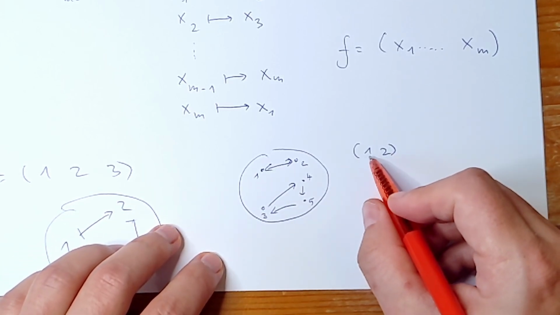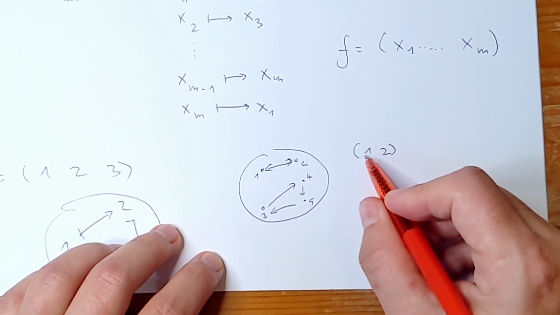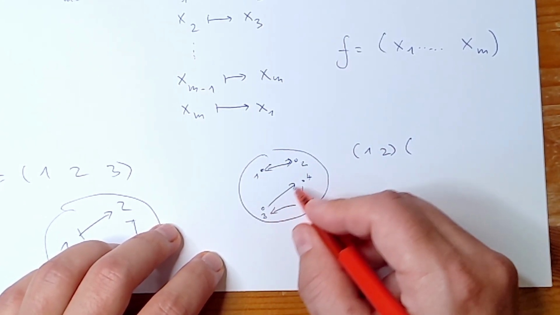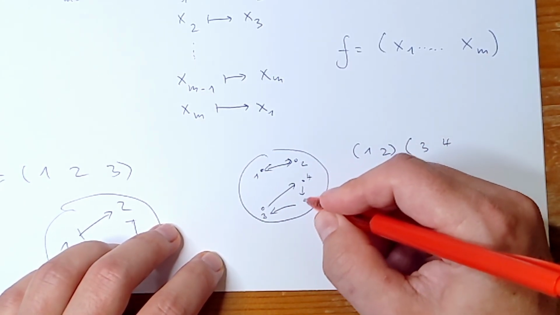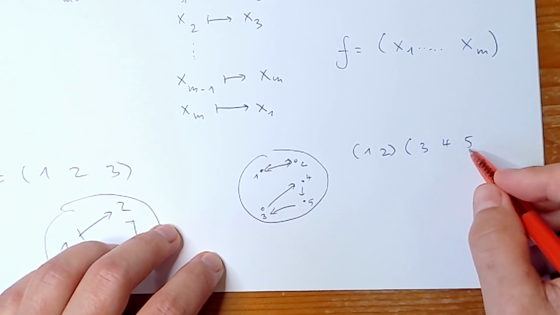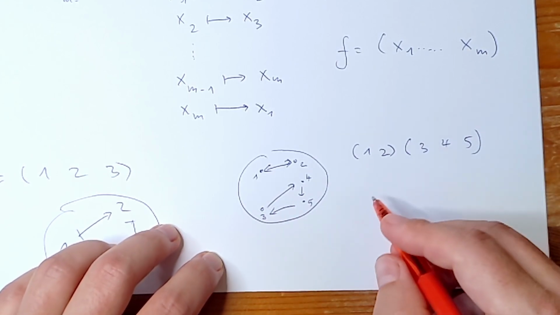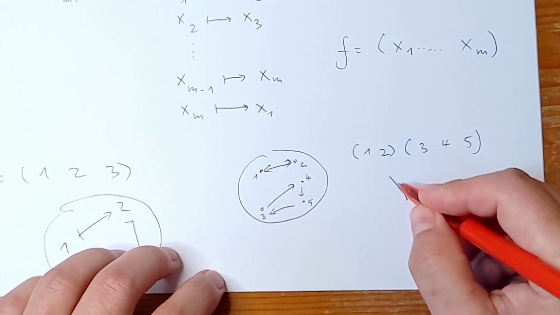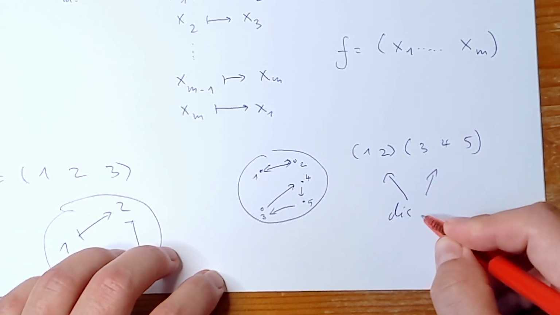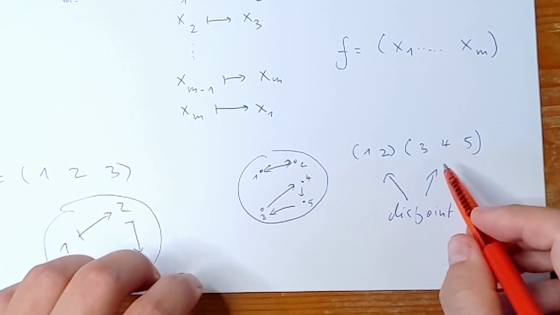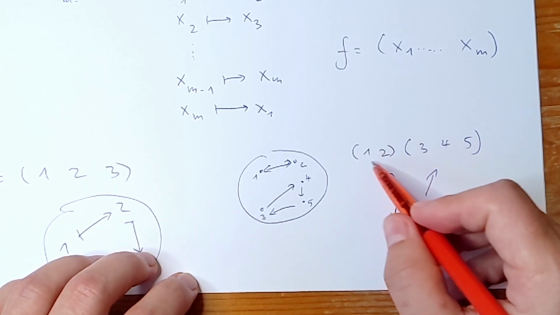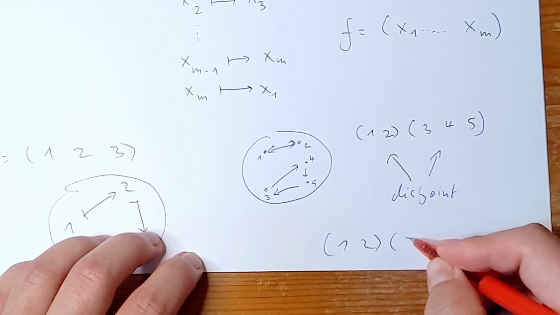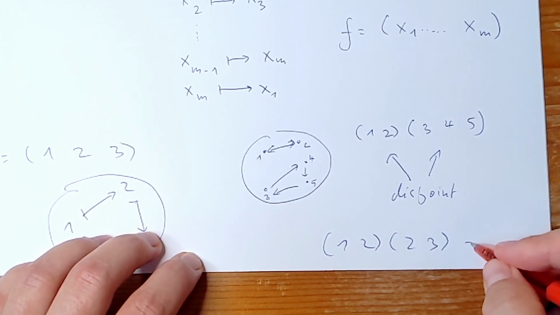It consists of two cycles, so 1 is mapped to 2, 2 is mapped to 1 here. This is the two-sided arrow. And here 3 is mapped to 4, 4 is mapped to 5, and 5 is mapped to 3. So this is a product of two cycles, and they are disjoint. What do I mean by disjoint? It means that the numbers appearing in this cycle don't appear here. So for example, this is not a disjoint cycle.